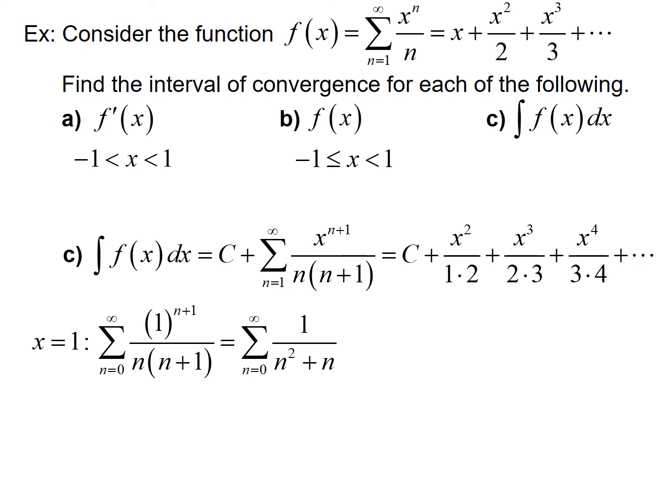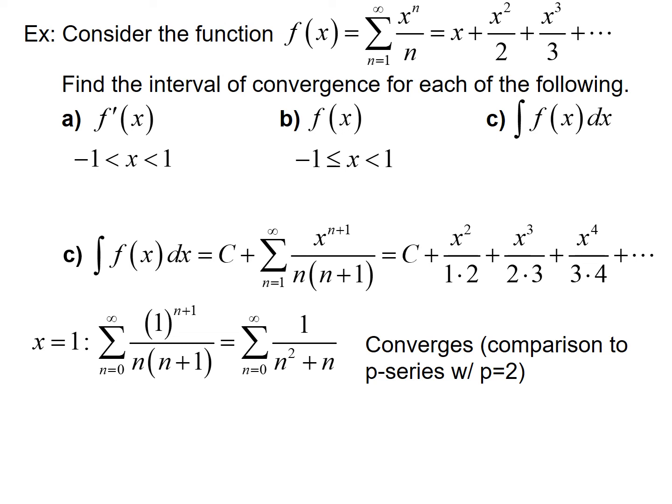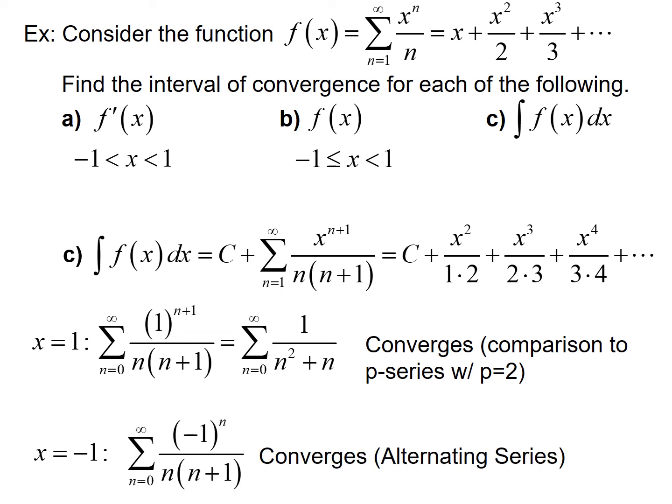So we check what happens when x equals positive 1, and we can tell that that converges by comparison with the p series where p equals 2. And if we let x equal -1, this converges by the alternating series test, so both endpoints get included.